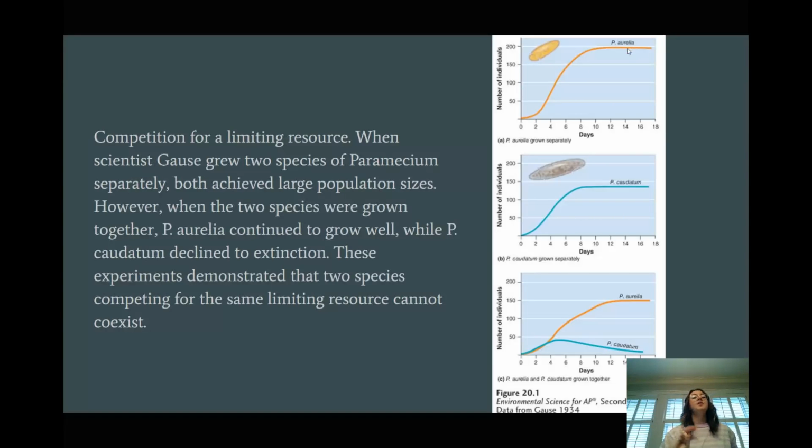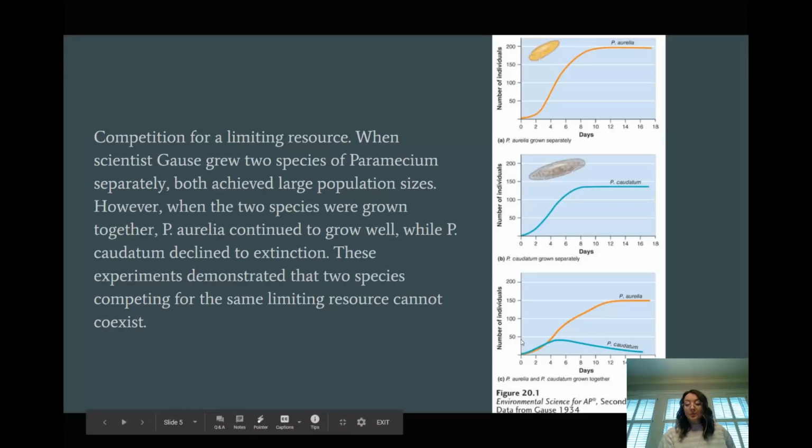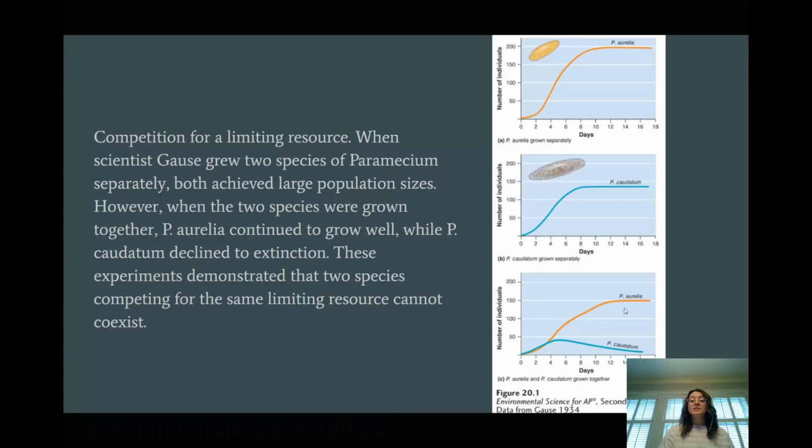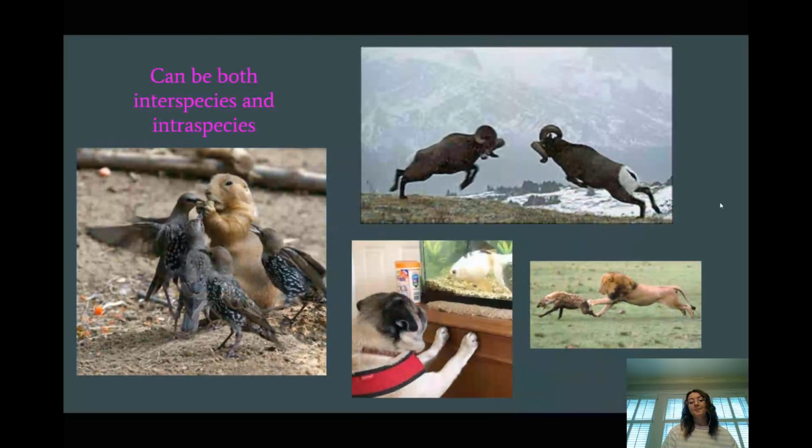Then in the third petri dish, they put them both together and tried to see which one would outcompete the other, because their limited resource there was going to be food. You can see they both start growing in the beginning, but soon Paramecium aurelia is going to outcompete the Paramecium caudatum and drive it to extinction. And then it can continue to live.